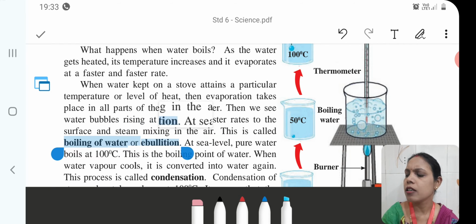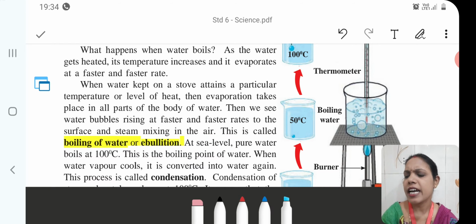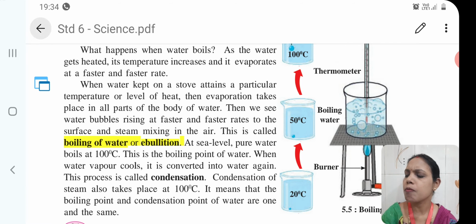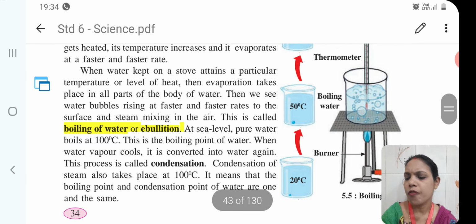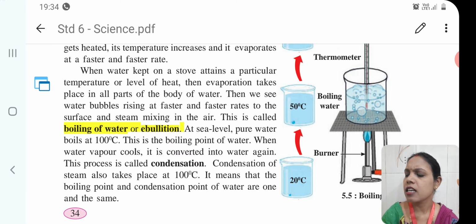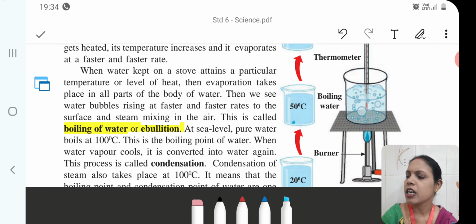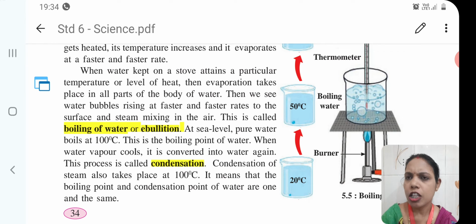At sea level, pure water boils at 100 degrees Celsius. This is the boiling point of water. When water vapor cools, it is converted into water again. That process, that conversion of one state to another, is condensation. What do you mean by condensation? The vapor turns into liquid on cooling. Keep it in mind, the vapor turns into liquid on cooling.